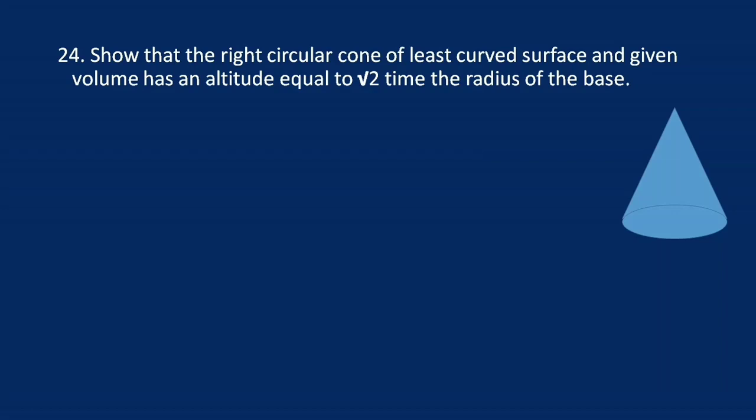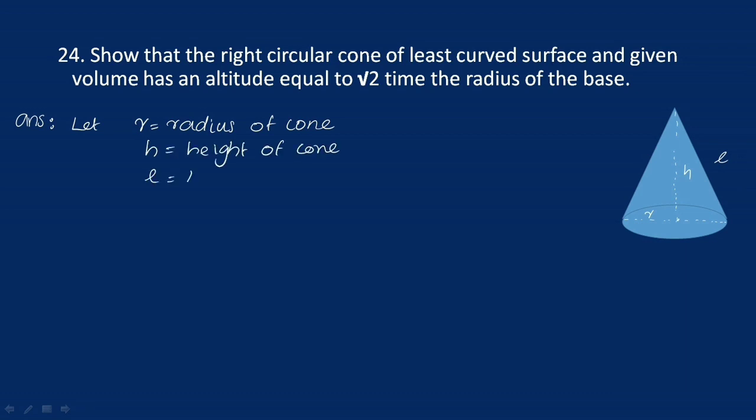Question number 24. Show that the right circular cone of least curved surface area and given volume has an altitude equal to root 2 times the radius of the base. So I have given a cone here. It has a height h with radius at its base r, and a slant height l. So let r be the radius of the cone, h be the height of the cone, l be the slant height of the cone.